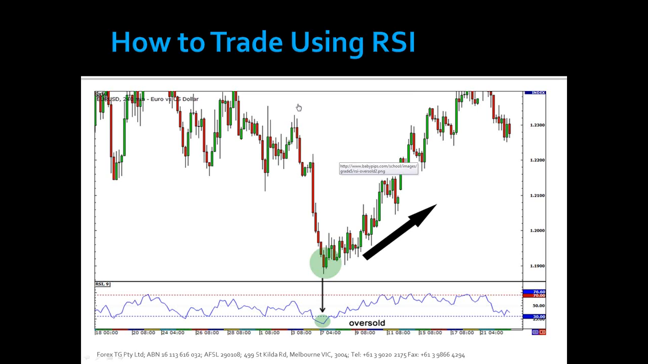This chart's quite old, so this is not the current price of the euro. Obviously, I do have a bearish outlook on the euro. However, this is just showing you as an example how to use an RSI.